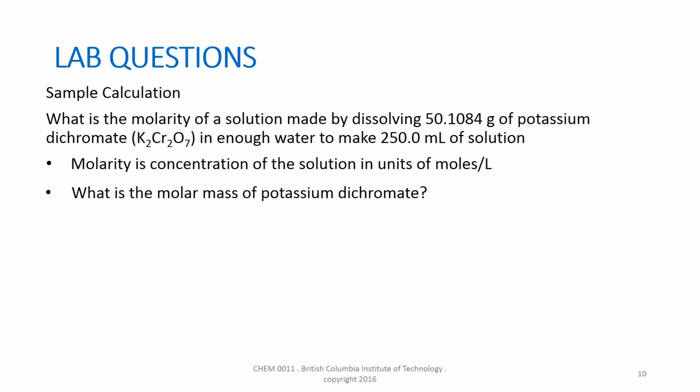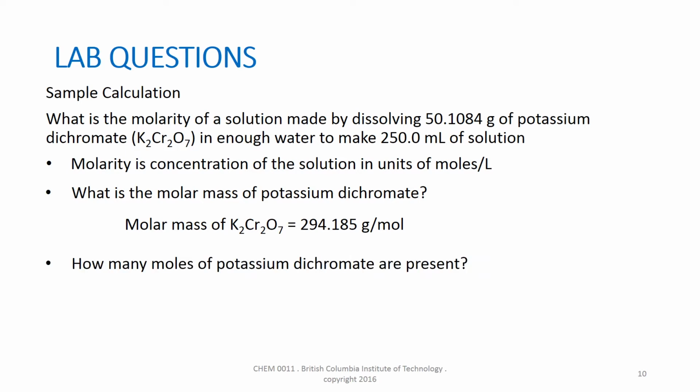The molar mass of potassium dichromate is needed to do this. Using a periodic table, the molar mass of potassium dichromate is found to be 294.185 grams per mole. Note that the molar mass should have at least the number of significant figures as the mass of the compound.